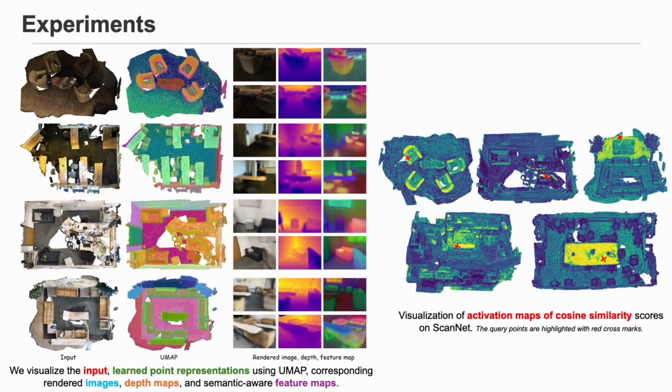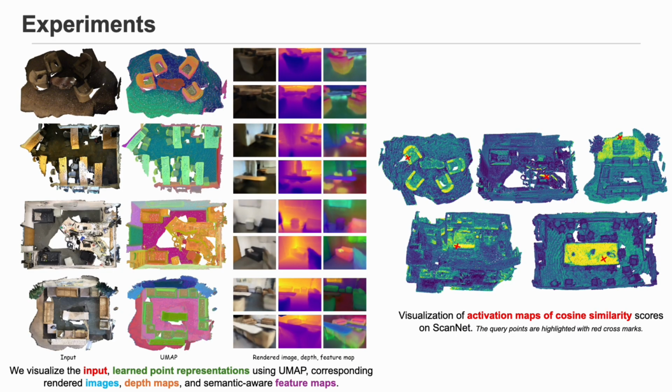In the left figure, we visualize input point clouds, UMAP results of learned representations, and corresponding synthetic RGB images, depth maps, and semantic-aware feature maps. From the results, we can observe that the learned point cloud representations are well clustered by UMAP on ScanNet, indicating that our GaussianCross can effectively learn meaningful and expressive representations.